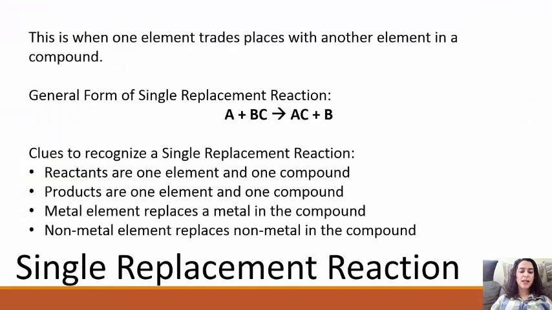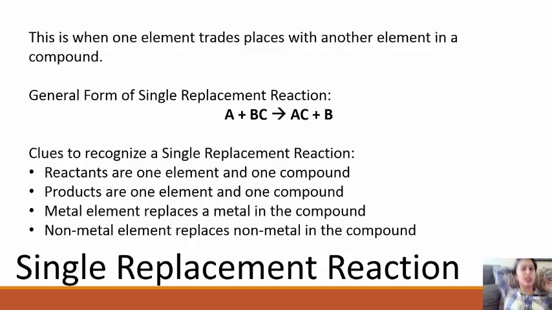Alright, in a single replacement reaction, this is when you have an element in a compound and they react so that the element replaces a part of the compound to form the products. So the general form of this is A plus compound BC will yield the compound AC plus B.